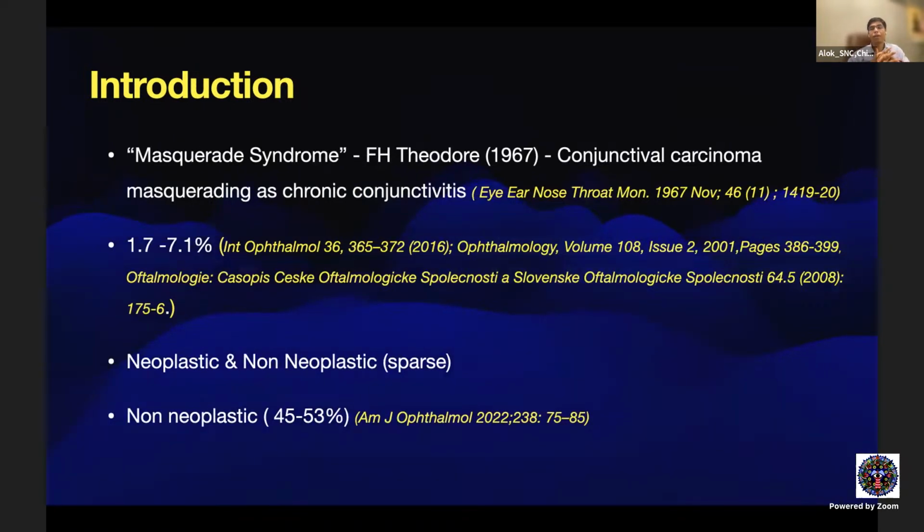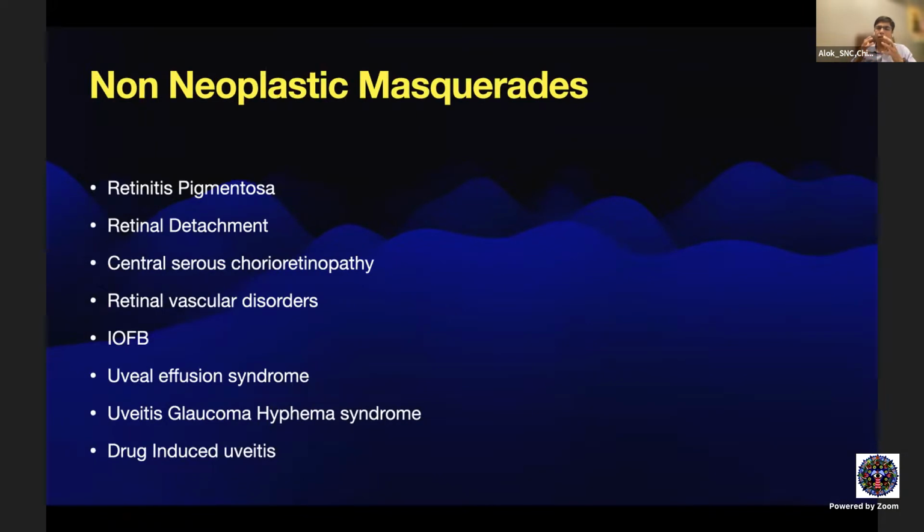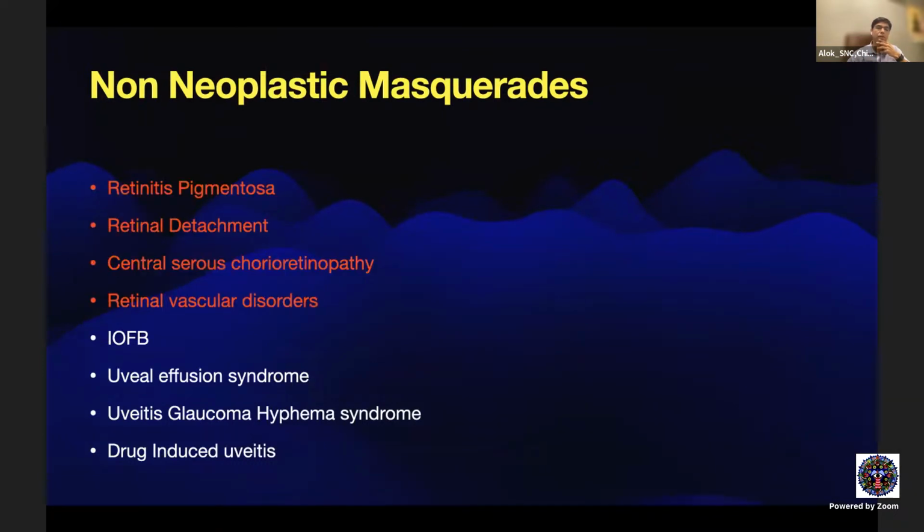Some of these patients may harbor systemic conditions, which if not diagnosed or treated in time, may be life-threatening as well. Hence it is important that we also discuss non-neoplastic masquerades. There are several diseases that can mimic uveitis. This is a list of some of the common entities which can be mistaken as uveitis, of which probably retinal degenerations, retinal detachment, central serous chorioretinopathy, and retinal vascular disorders are the common ones.